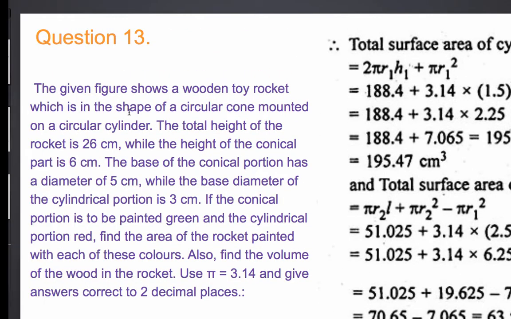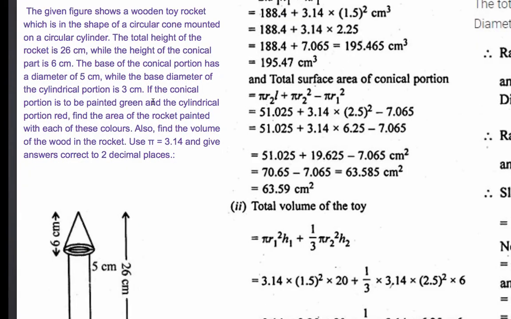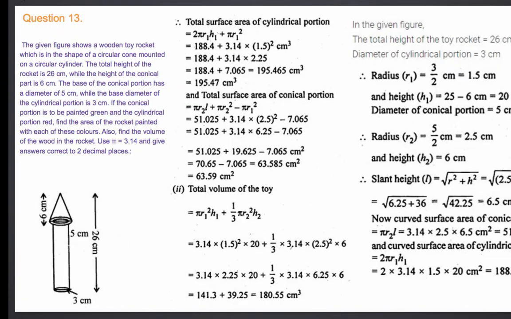See the 13th question first. The given figure shows a wooden toy rocket which is in the shape of a circular cone mounted on a circular cylinder. So this is the figure given. Cylinder is there and a cone mounted over it. Fine. The total height of the rocket is 26 centimeter. So this total height, obviously, means from the ground surface till the top of the cone, while the height of the conical part is 6 centimeter.